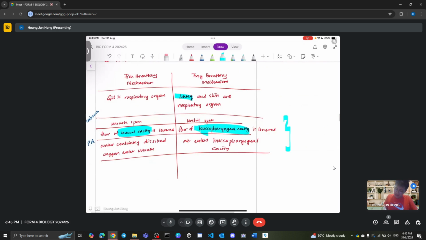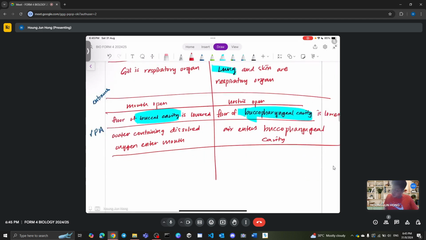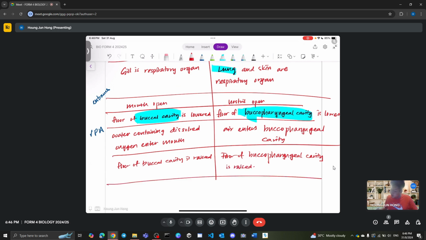Next we talk about exhalation. These were inhalation, now we talk about exhalation. For exhalation, the floor of the buccal cavity is raised, and the floor of the buccopharyngeal cavity is raised. Different things over here. And then water flows through the gill.